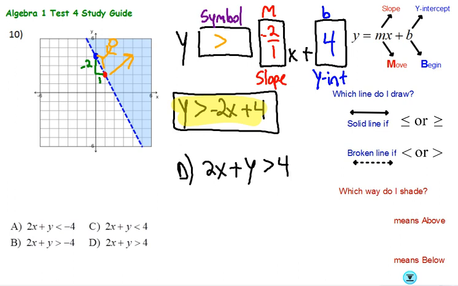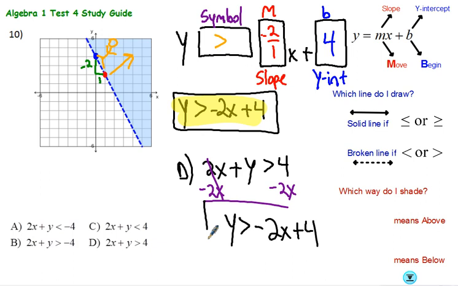So I'm going to subtract 2x from both sides. But again, you still need to prove it though. You still need to show the work, because we don't want to guess and then guess wrong. Negative 2x plus 4. Well, that does match up with what we've got, so that would be my answer. So my answer there would be D.